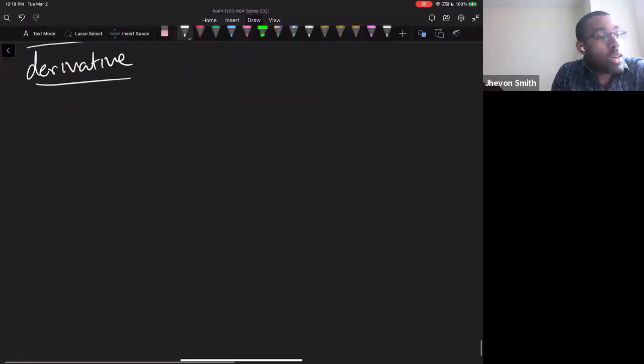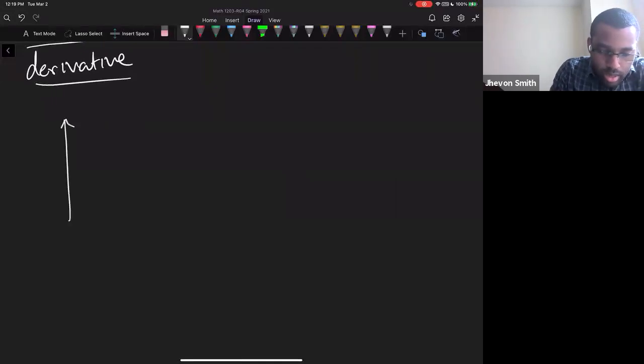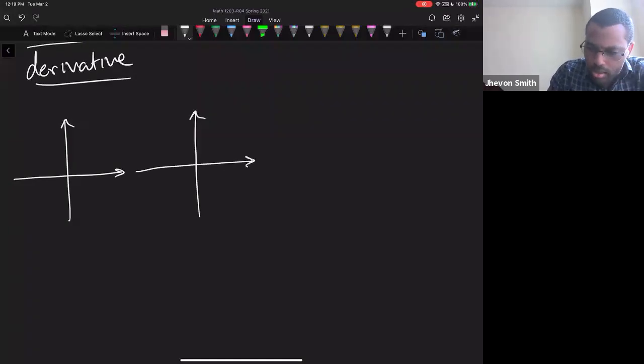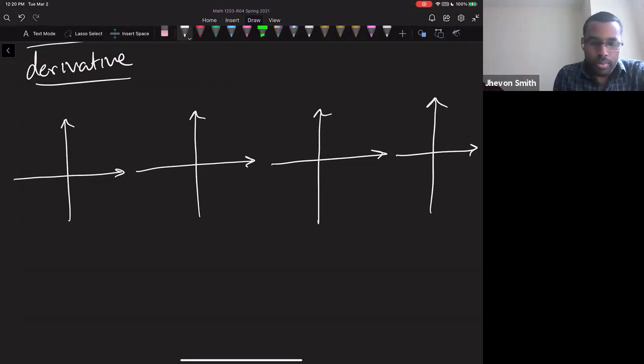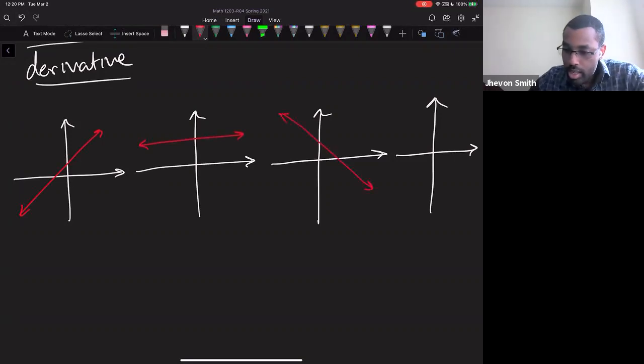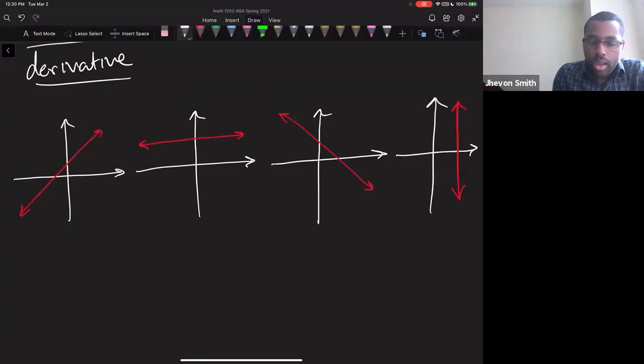Okay, so let's look at some examples. Let's say I have a line here that looks like so. I have a line here that looks like so, horizontal. I have a line here that looks like so. I have a line here that looks vertical. Now, if I were to ask you, tell me about the slope of these lines.